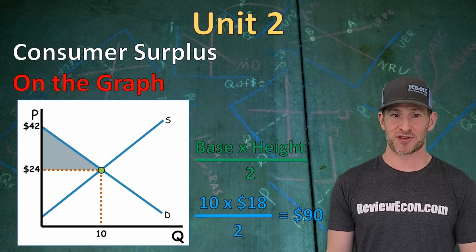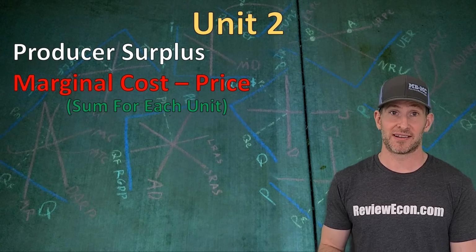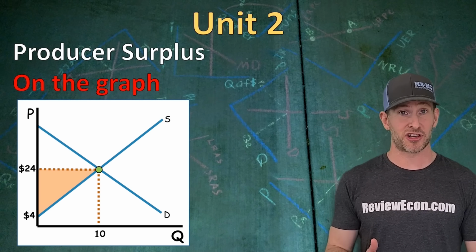Producer surplus, on the other hand, is the marginal cost of production for each unit minus the price. Again, you're going to sum it up for each unit. Let's see what it looks like on the graph. And here we see that the producer surplus is the difference between the current price all the way down to the supply curve because the supply curve is the marginal cost. Calculate the area of that triangle there, and that will give you the amount of producer surplus in this market. Plug in those numbers and we have $100 worth of producer surplus here.